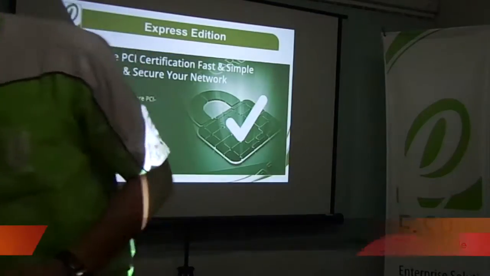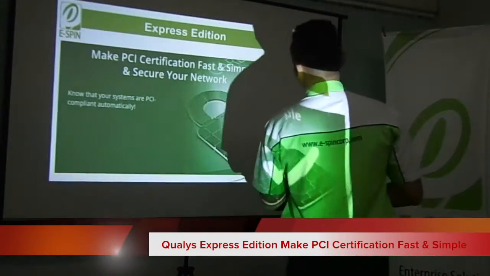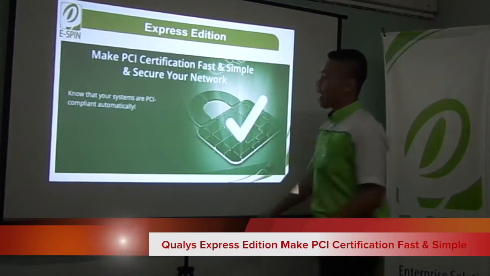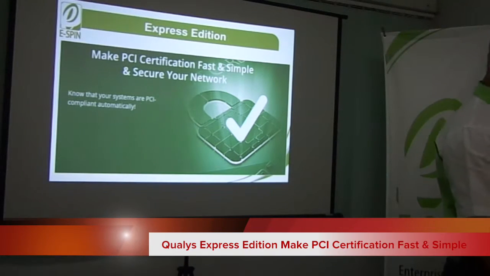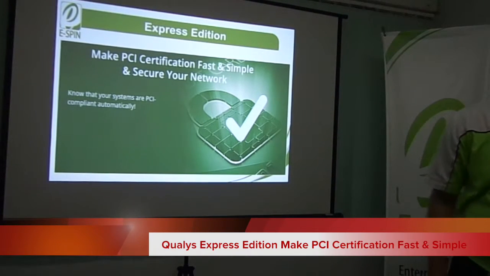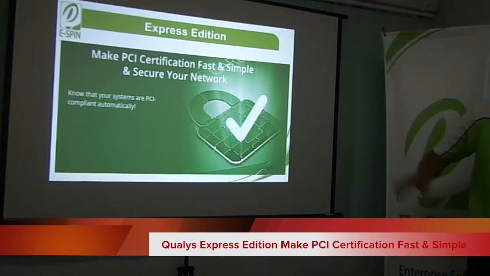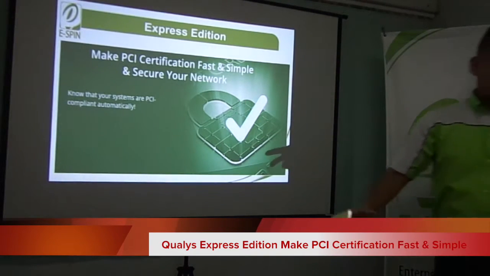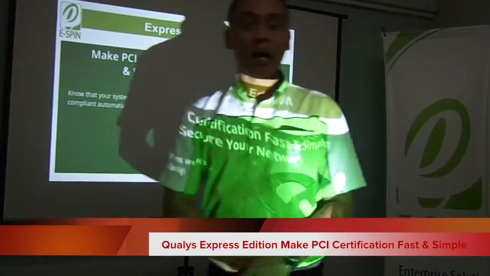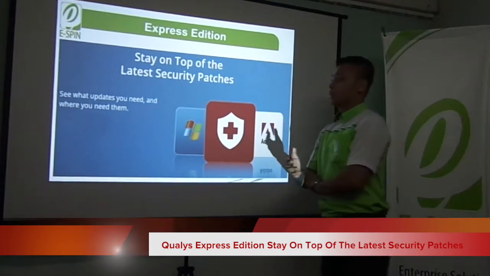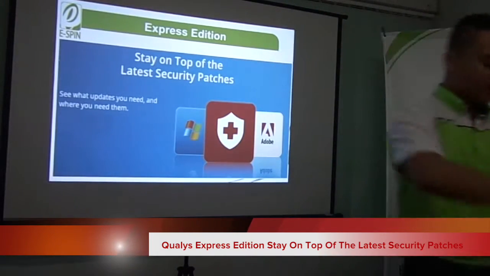Next, meet PCI certification fast and simple, and secure your network. Know that your systems are PCI compliant automatically. It must tell you exactly what IT assets are installed in your environment, how they are configured and automatically managed. This includes remote and roaming access, for example mobile, and assets located in public, private and hybrid clouds. Lastly, you need to stay on top of the latest security patches. See what updates you need and where you need them.